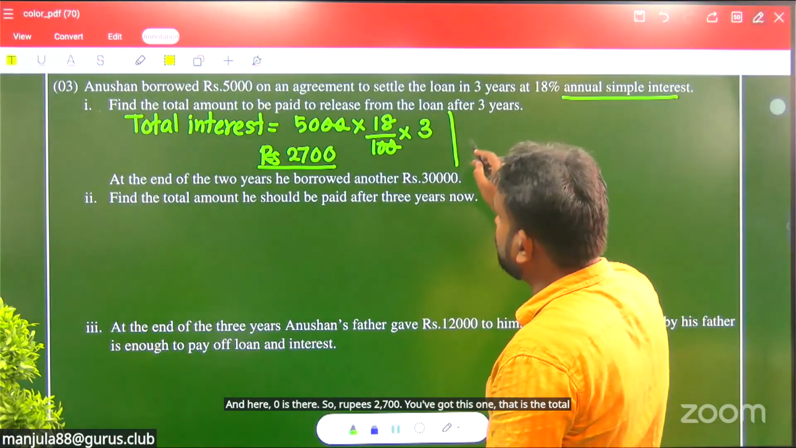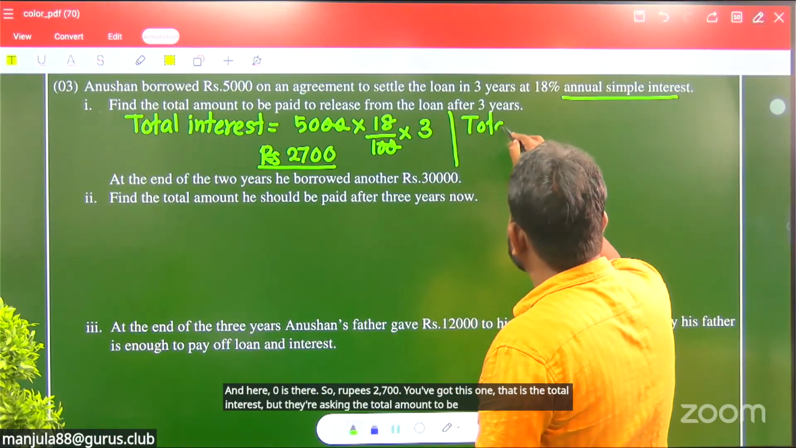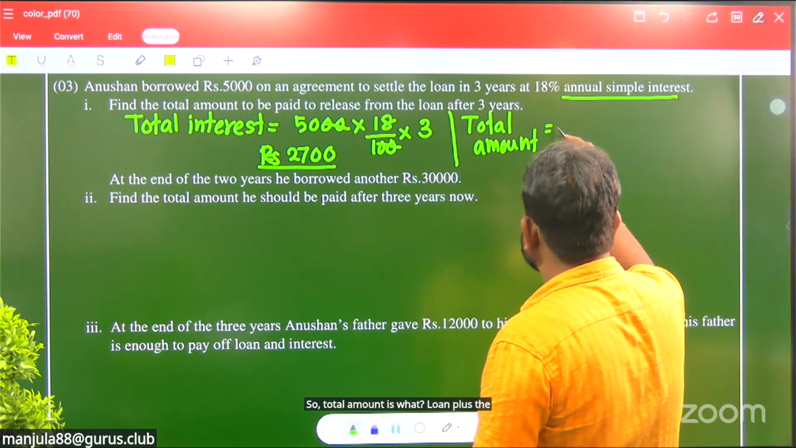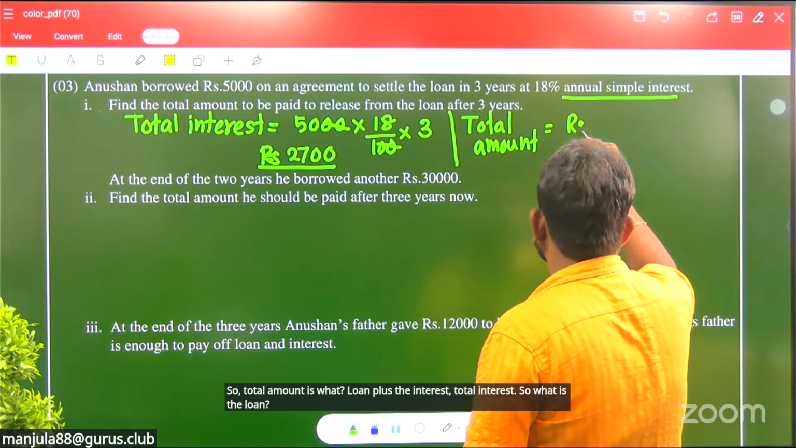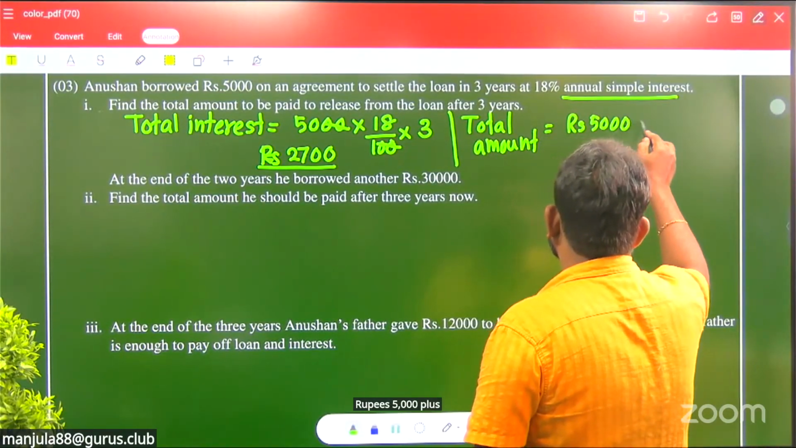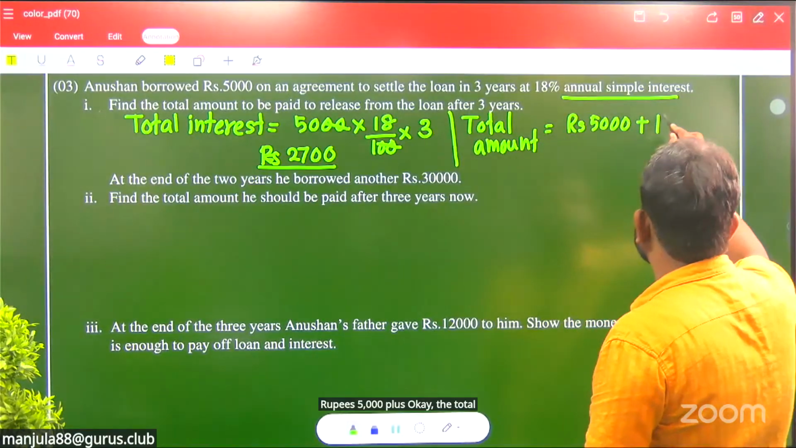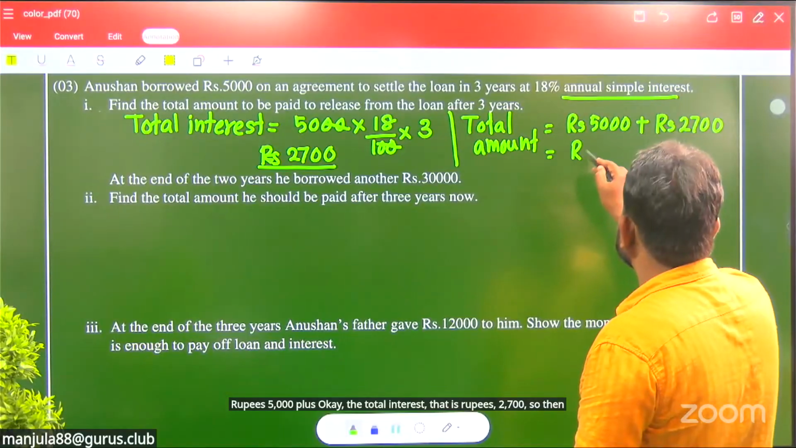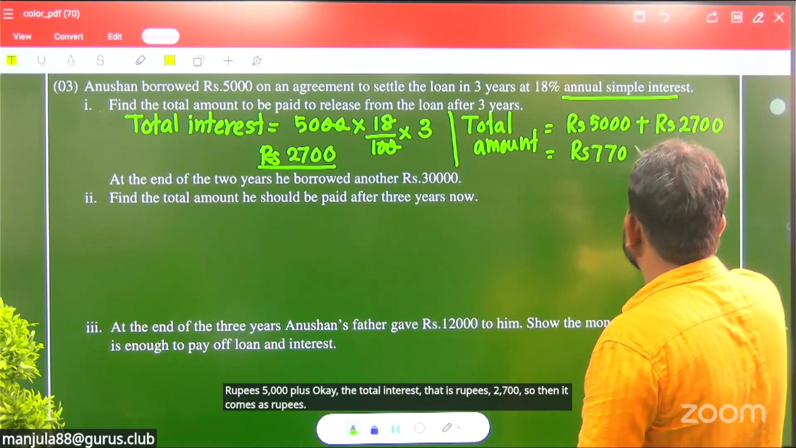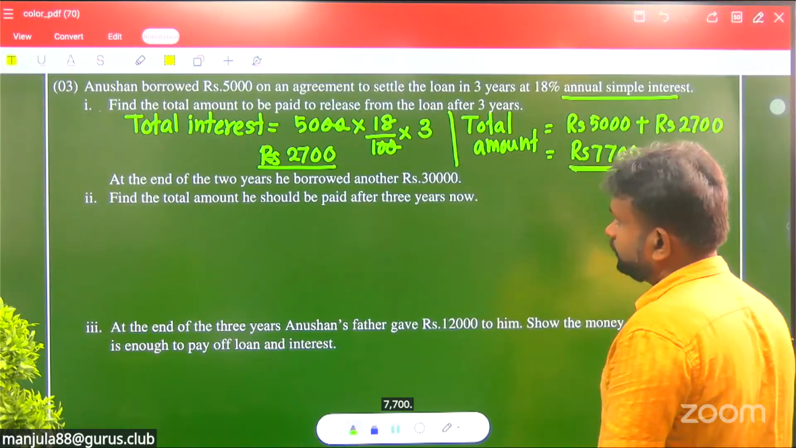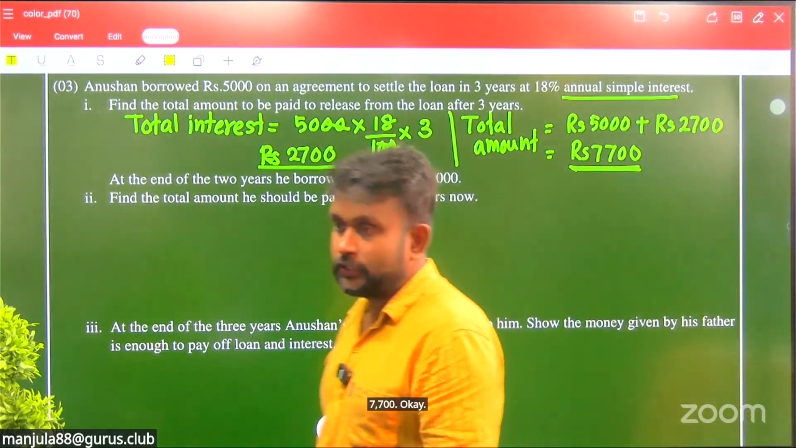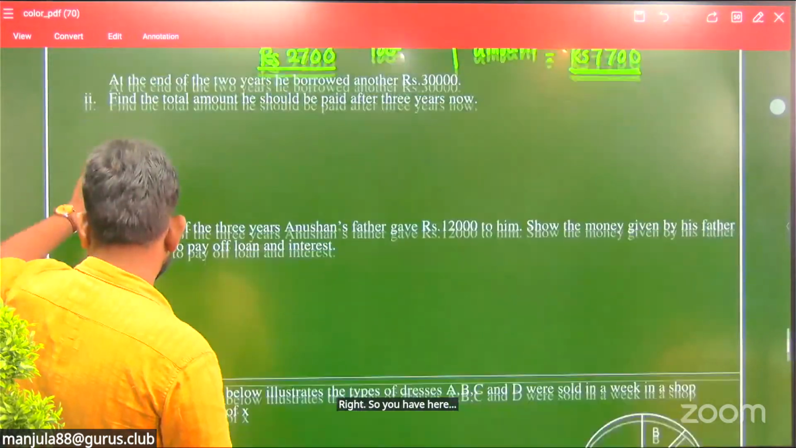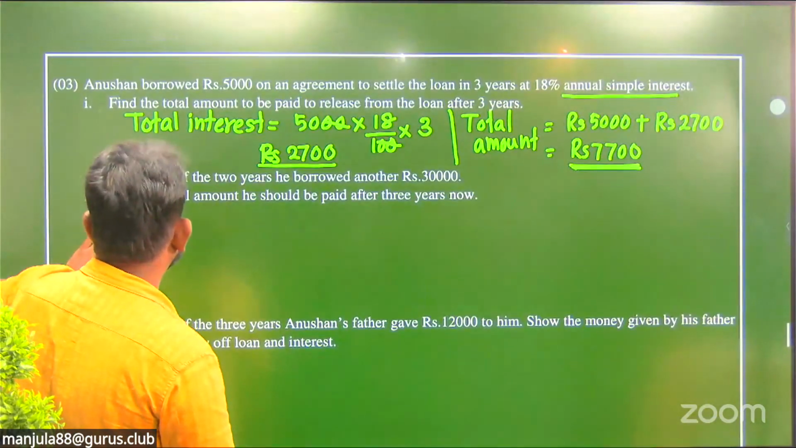But they're asking for the total amount to be paid. So what is the total amount? Loan plus the total interest. What is the loan? Rupees 5,000 plus the total interest, that is rupees 2,700. So then it comes as rupees 7,700. Okay, right. So you have 3 marks there.